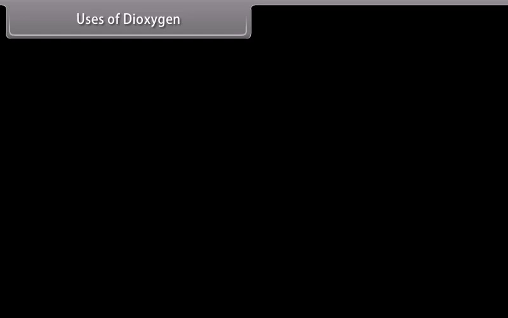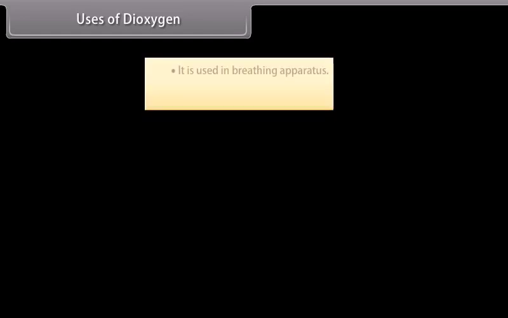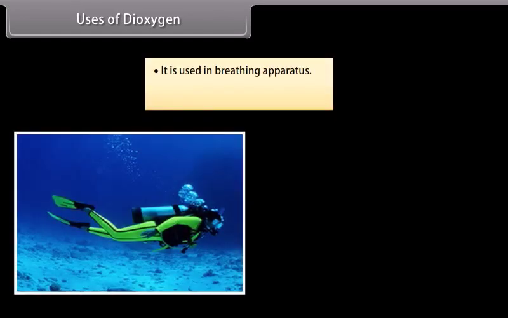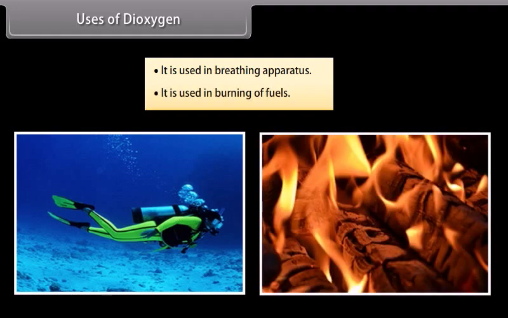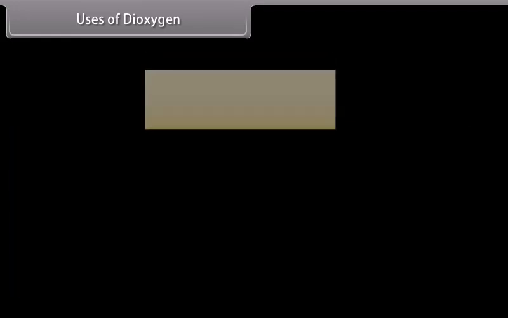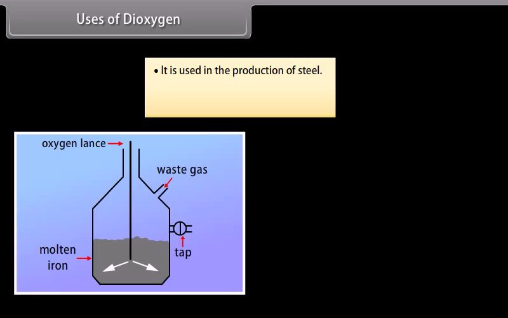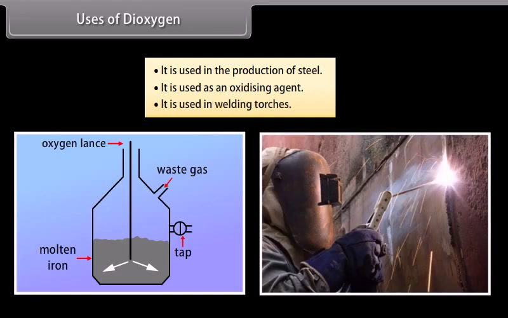Uses of dioxygen. It is used in breathing apparatus. Oxygen cylinders are widely used in hospitals, high altitude flying and in mountaineering. It is used in burning of fuels. It is used in production of steel. It is used as an oxidizing agent. It is used in welding torches.